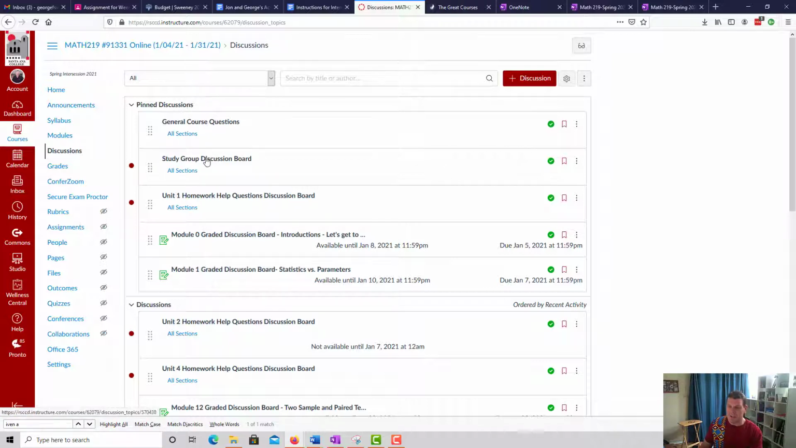We have a study group discussion board. I do recommend that you utilize study groups if you know people inside of the course, or even if you don't, maybe you can meet somebody through the study group discussion board. I can't do anything about that, but you can set up conversations inside of the study group discussion board so that you can find times to study together for the exams.